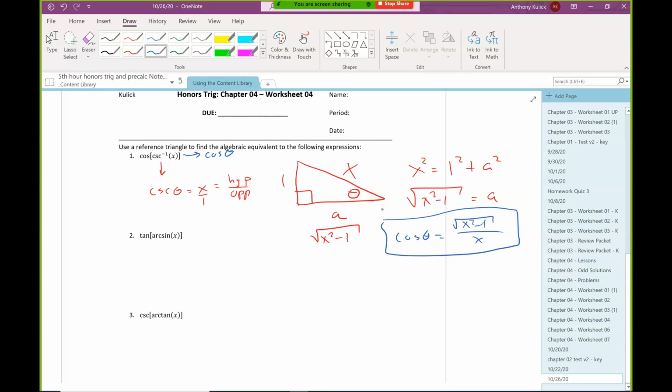So I use the inside part to build a right triangle, and then I use the right triangle to evaluate the outside. And I do it that same way every single time. So the inside part creates a right triangle, and then using that right triangle, I evaluate the outside. Does that feel okay? Jason? Sure.